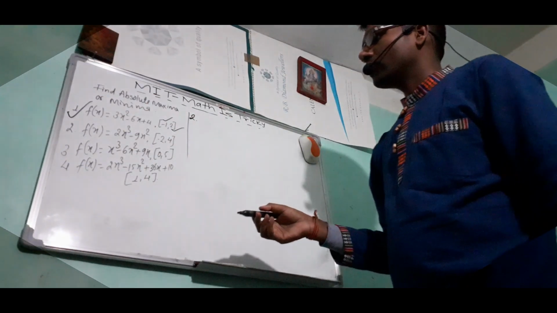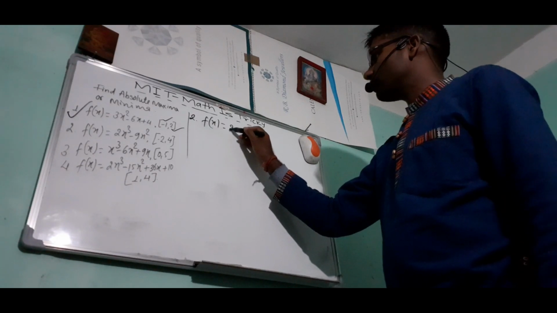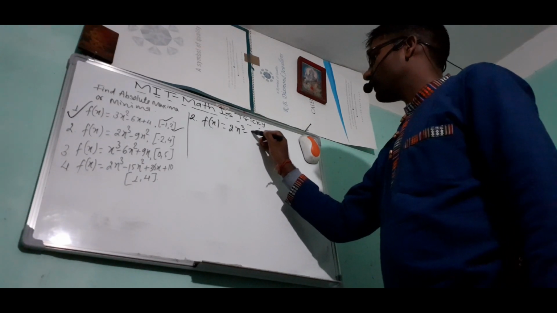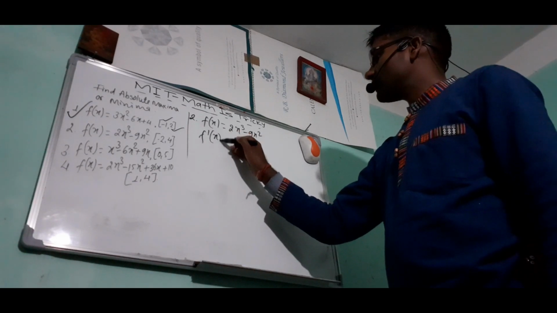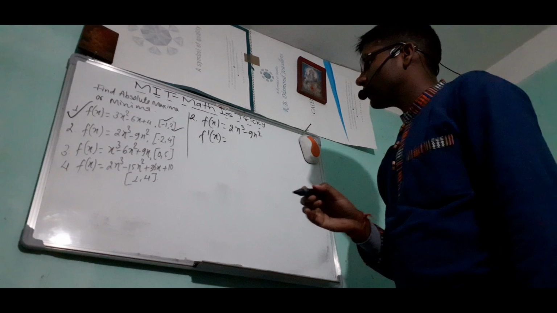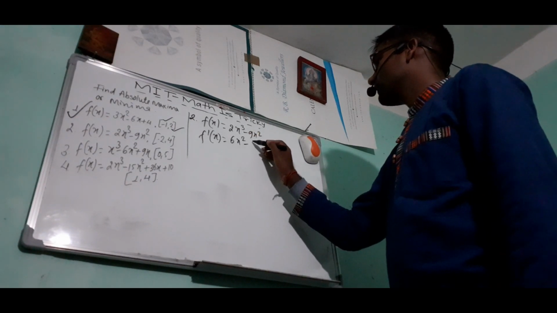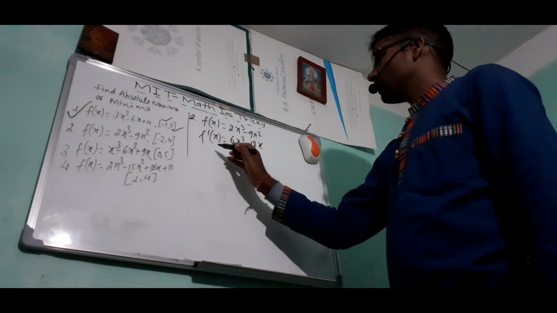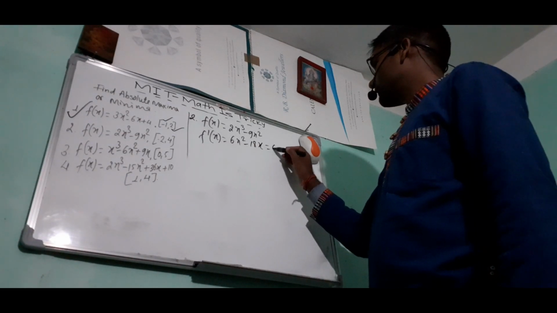First one solved. Number 2. Here we are given f(x) equals 2x cubed minus 9x squared. So as before, according to our first step, let's find the first derivative. It is here 6x squared minus 18x. So we can take 6x common.